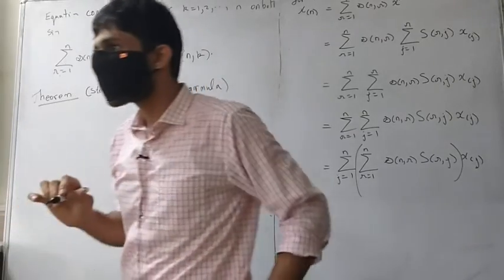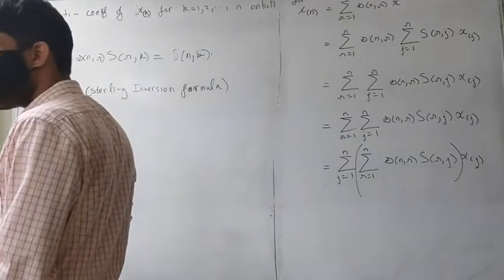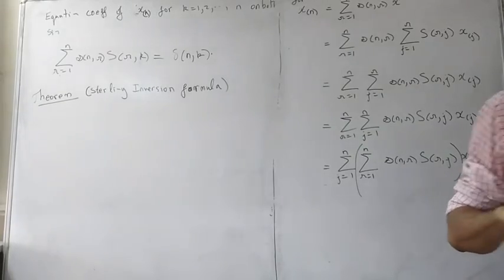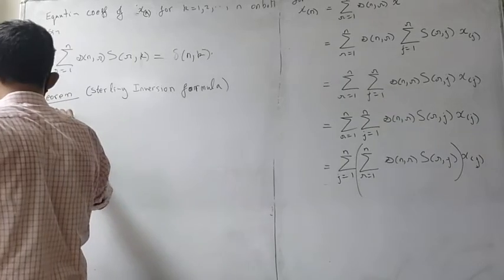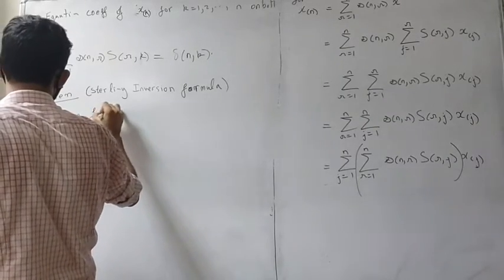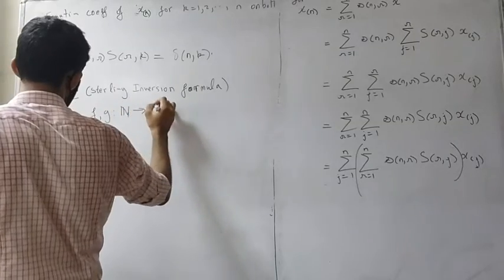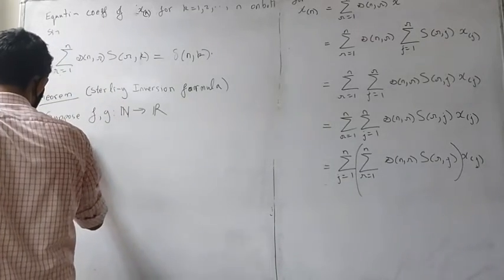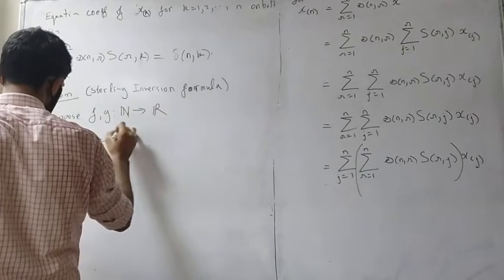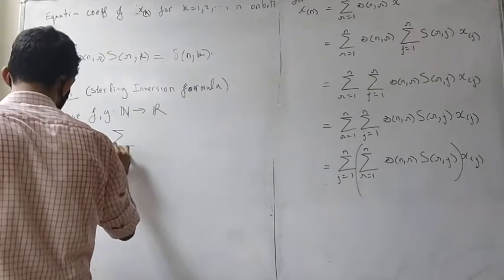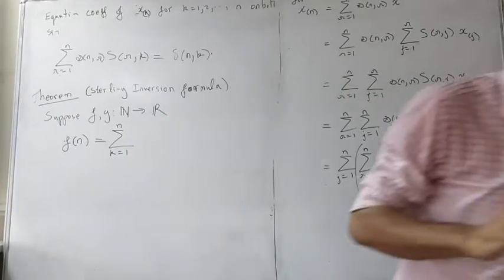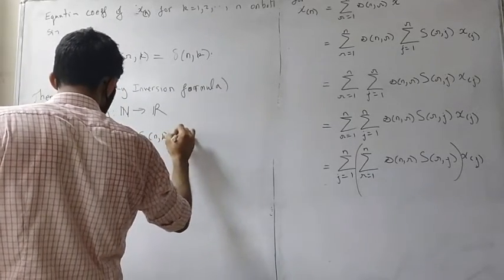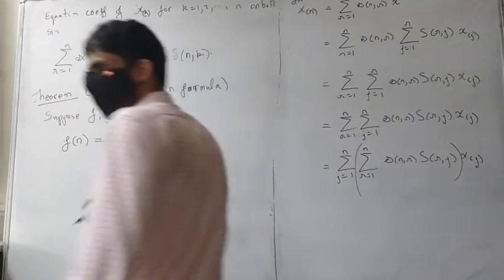So it is like this. Suppose you have two functions f and g from N to R. Suppose f and g are two functions from N to R. If f is related to g in this manner, that is, f n equals summation k going from 1 to n, let me use the same notations, capital S n comma k, g k. Can you see what I have done here?